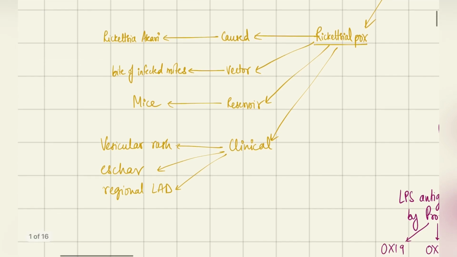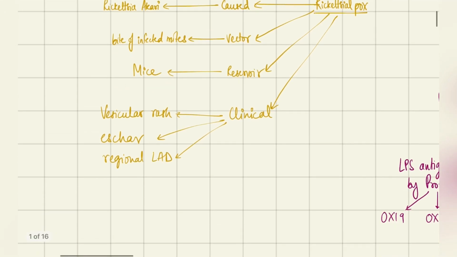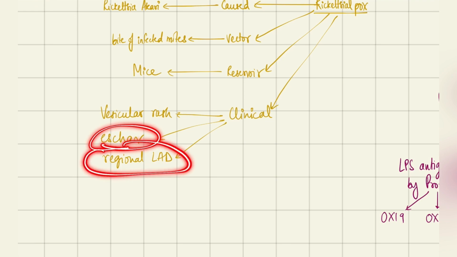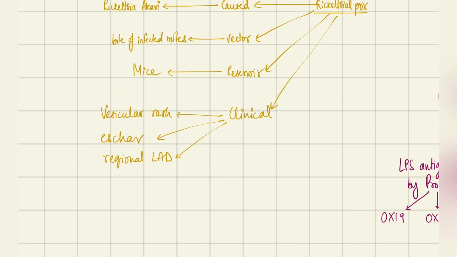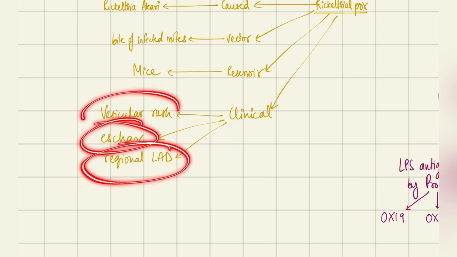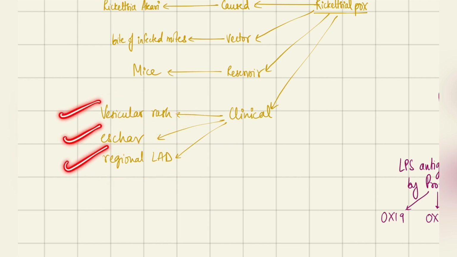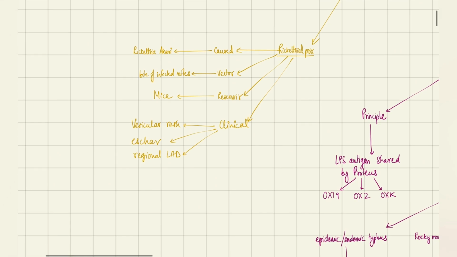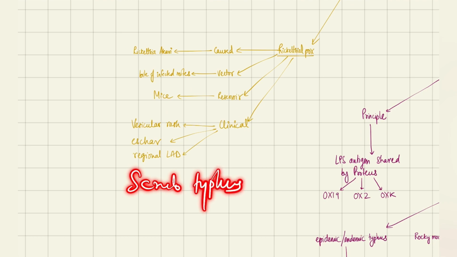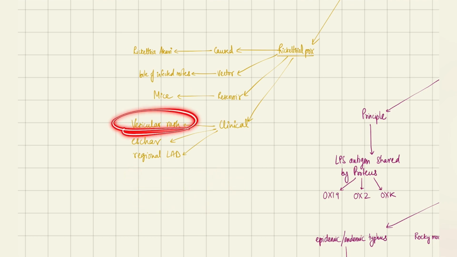So there's a lot of rhyming going on if you want to form mnemonics, mice. The reservoir is mice, and the clinical manifestations are eschar, regional lymphadenopathy, and vesicular rash. These three you need to remember, and you will remember them eventually, because this is exactly the same as the clinical manifestations for the one I'll cover in the next video, scrub typhus. Scrub typhus has exactly a similar triad, which is vesicular rash, eschar, and regional lymphadenopathy.